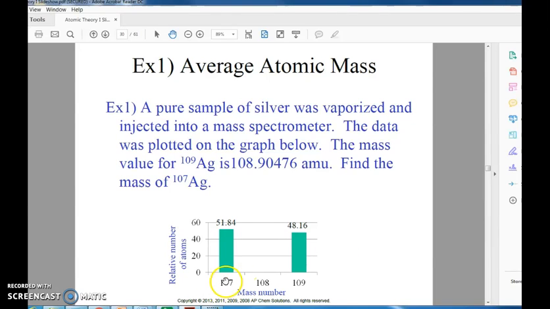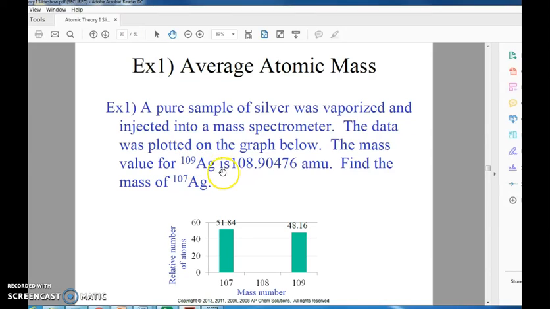The 107 atoms are going to be deflected the most, and then the 109 are going to be deflected less. And as they hit that plate, we're going to figure out how much we have. This is going to then be displayed in percentages. So you can see that we have about 51.8% of our sample is silver 107, and then about 48.16% is silver 109. It gives us the mass of 109 is 108.90476.